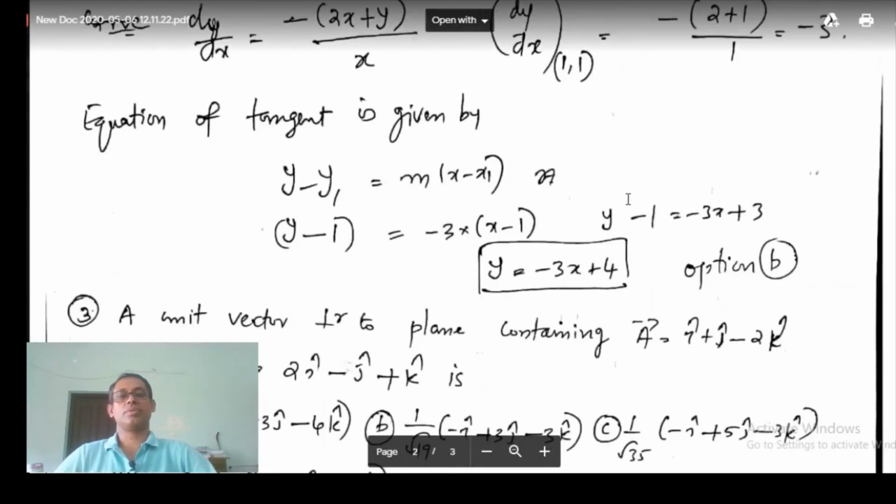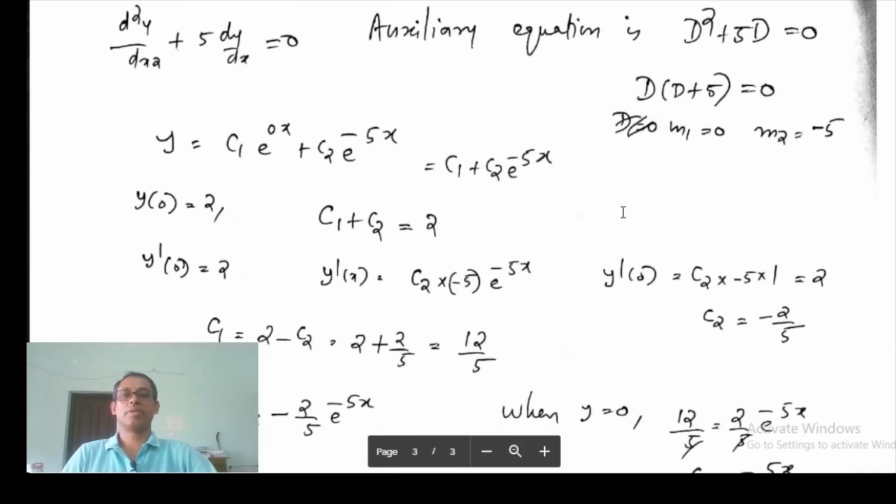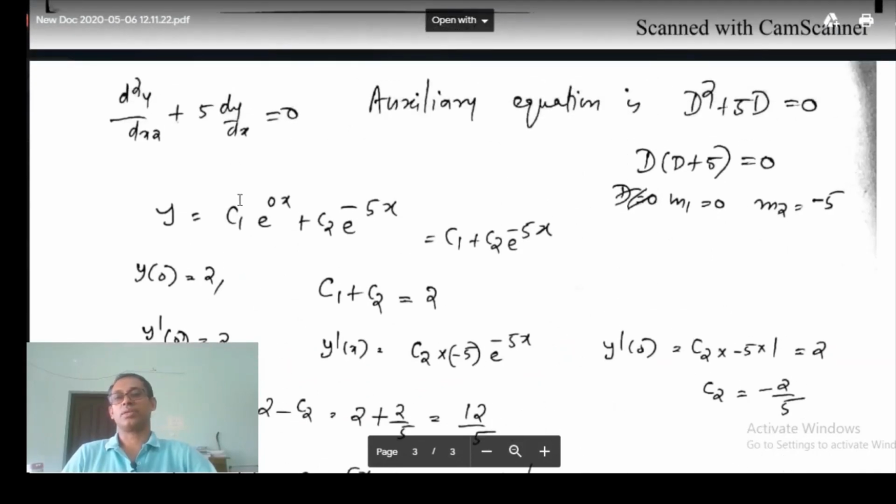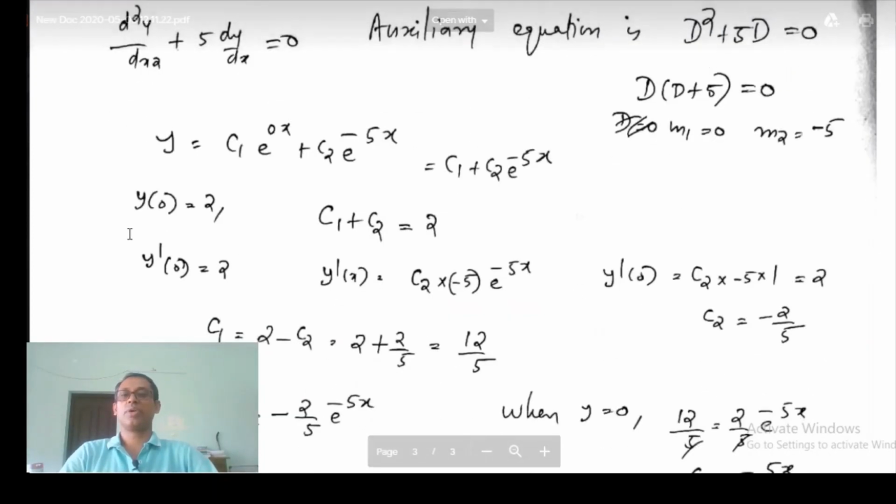So once again we can write the solution as y = c1 + c2 e^(-5x), because 0 and minus 5 are the two roots. Now y of 0 is 2.